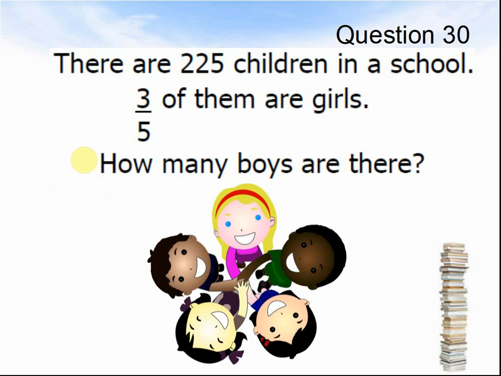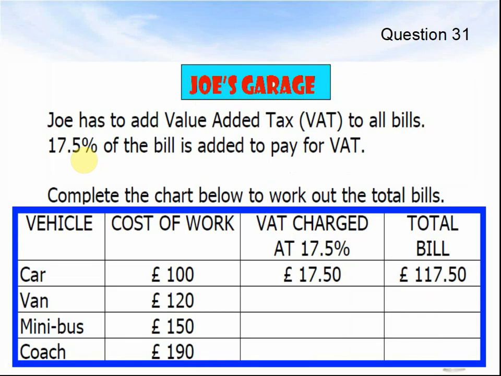Here comes question 31. Joe's garage. Joe has to add value added tax, VAT, to all the bills. 17.5% of the bill is added to pay for that. Complete the chart below to work out the total bills. Pause the video until you are ready to see the answers. Here come the answers.